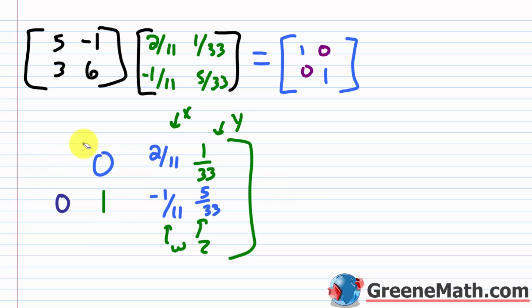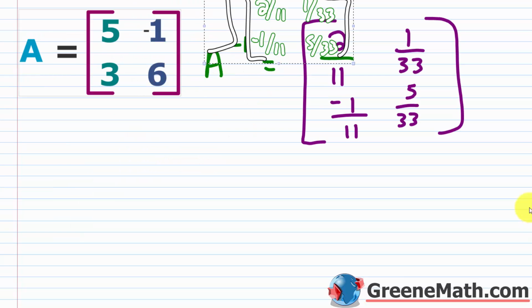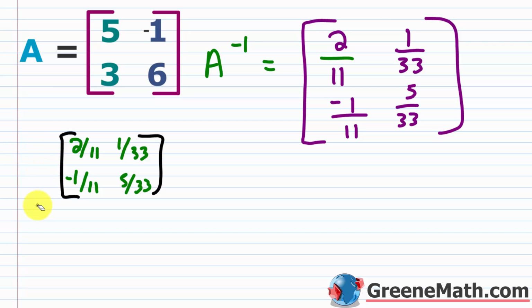Okay, so we already know that this is the case because we found it using the shortcut. So let me copy this real quick. So let me just paste this in here real quick. And let me erase this. So what you see is that you have A inverse, right? This is exactly what we found from the shortcut. You have 2/11 and 2/11, 1 over 33 and 1 over 33, negative 1 over 11 and negative 1 over 11, 5 over 33 and 5 over 33. Okay, so it's the same.